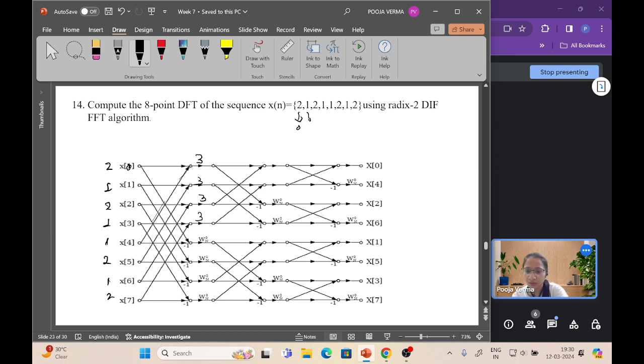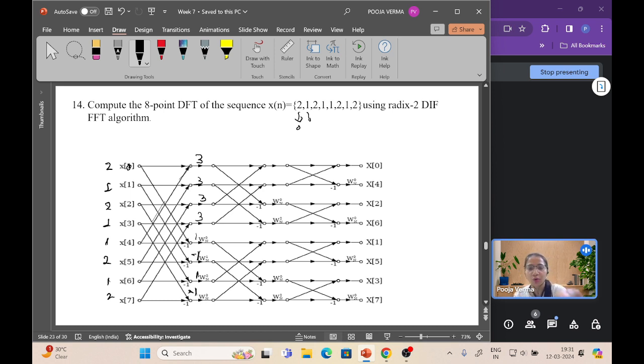Okay, here in the first 4 of the sequence we have to add, and in the next we need to take the difference of these. So here 2 minus 1 is 1, because before that, minus 1 is multiplied. Then here 1 minus 2 is minus 1. Here 2 minus 1 is 1. Then 1 minus 2 is minus 1, right? So this is the first stage computation.